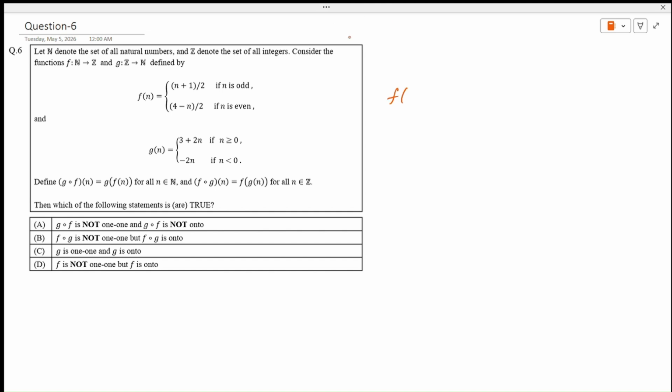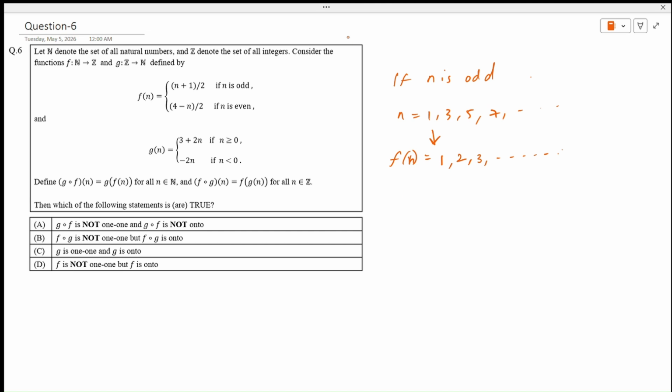So f of n is equal to n plus 1 by 2 if n is odd, right? We don't have to repeat everything. So let us take if n is odd. That means it can take values like 1, 3, 5, 7, and so on. So f of 1 is 1, because 1 plus 1 by 2 is 1. For 3, it becomes 2. For 5, it becomes 3, and so on. So you'll get all positive integers here.